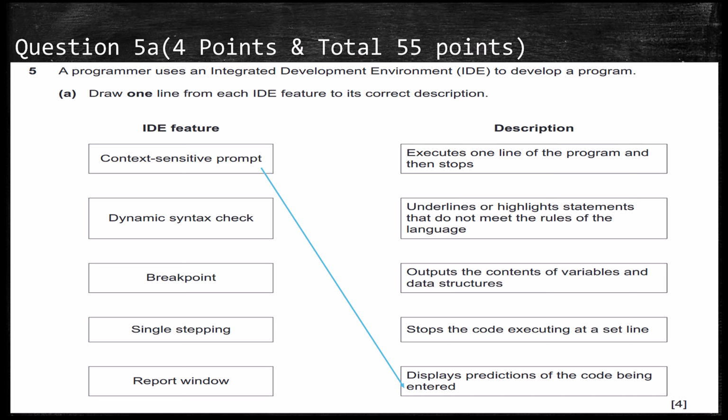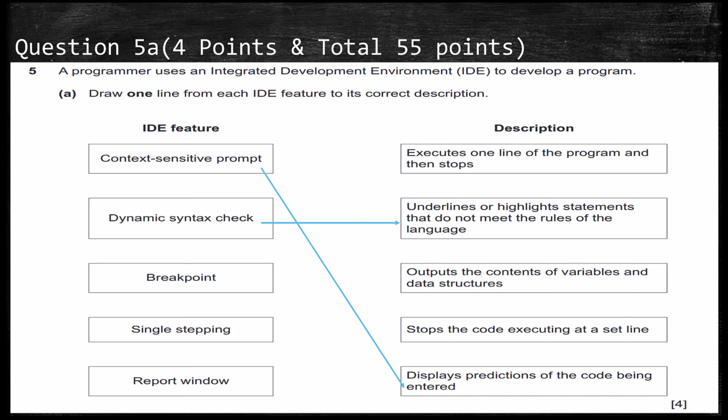easily select it. Then we have a dynamic syntax check. Underlines or highlights statements that do not meet the rules of the language as soon as you start typing. If you type if, then, but you don't type end if, that's a dynamic syntax check. It's going to underline it in red. It's going to say, hey, you have an if statement, but no end if.